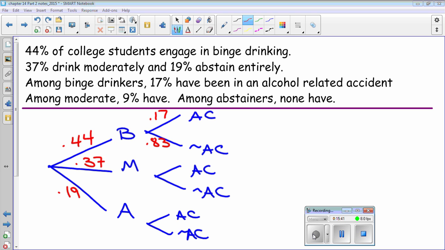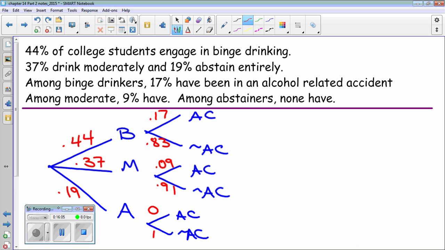Among the moderate drinkers, 9% have been in an accident, which means 91% have not. And then among the abstainers, none have had an alcohol-related accident, which means 1, or 100%, have not. What do I need to continue to do? I've got to do all of my formulas, right? We're going to multiply. So I've got to find a lot of things here.